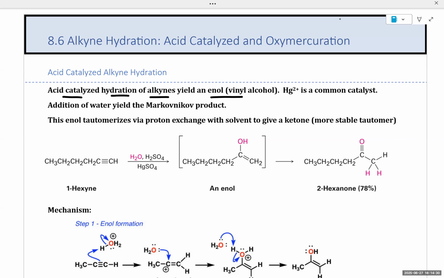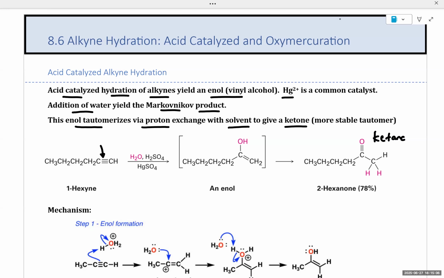Commonly, even though you're working under acidic conditions, a source of mercury 2 plus ion is often used as a common catalyst. The way that this reaction works is fundamentally you have an addition of water into the alkyne to yield the Markovnikov product. This enol product tautomerizes via proton exchange with the solvent to yield a ketone. So the alkyne is hydrated, you get an enol. That enol then tautomerizes to yield a ketone.